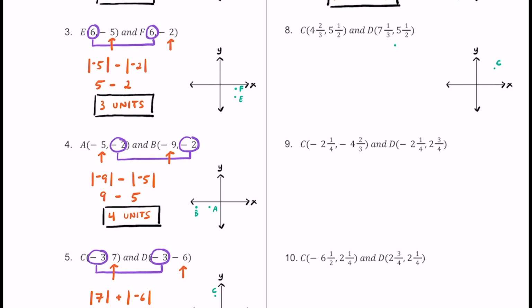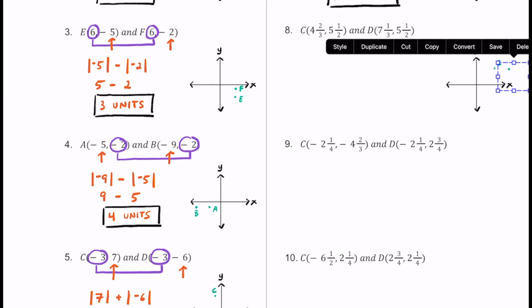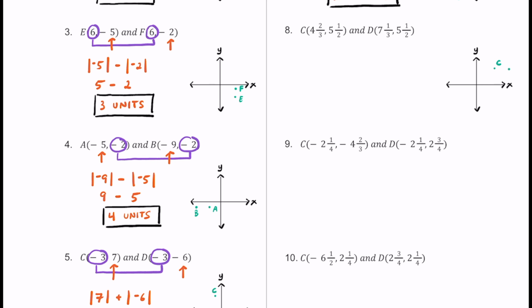Okay. Then for point D, we have to go to 7 1/3, comma 5.5. So that's more to the right, and then it's going to be up. So something like this. Okay. So again, just estimating here, but we can see that point C and D both have a positive X and a positive Y. So they should both be in quadrant 1. They are left and right of each other, and that makes sense because they have matching Y values of 5.5.